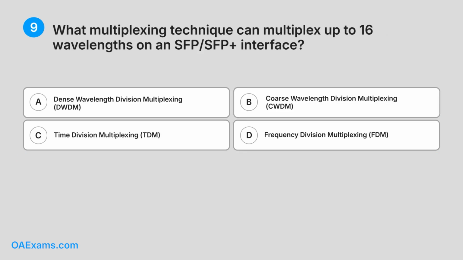9. What multiplexing technique can multiplex up to 16 wavelengths on an SFP/SFP+ interface? A. Dense Wavelength Division Multiplexing, DWDM. B. Coarse Wavelength Division Multiplexing, CWDM. C. Time Division Multiplexing, TDM. D. Frequency Division Multiplexing, FDM. Can you guess the answer?